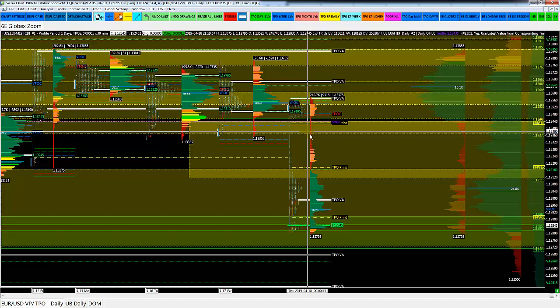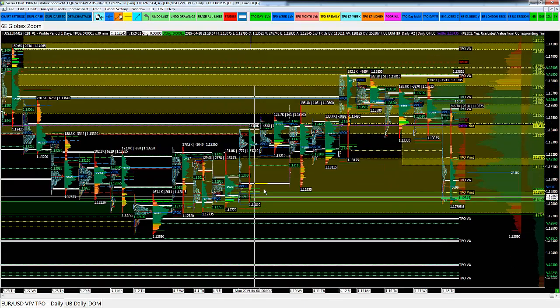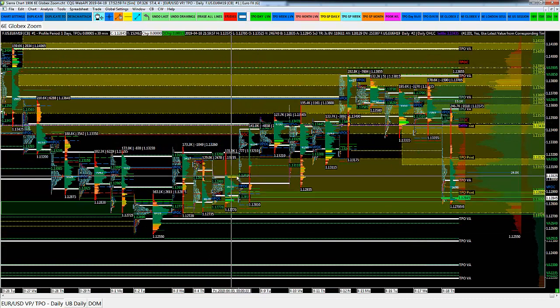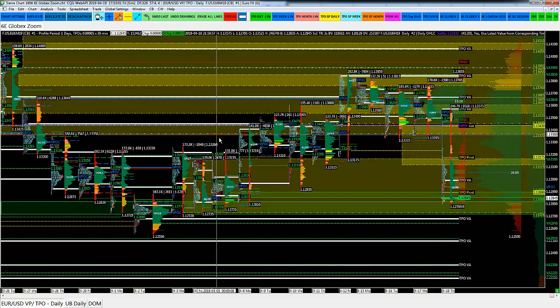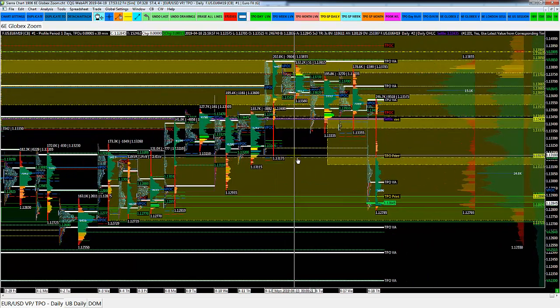This is a very high probability. When is a different question. Now, very simply, all these low volume nodes are something I like to highlight, and even if they're not being filled in by a lot of volume, it gives me an idea and a reference point of where the market could go.